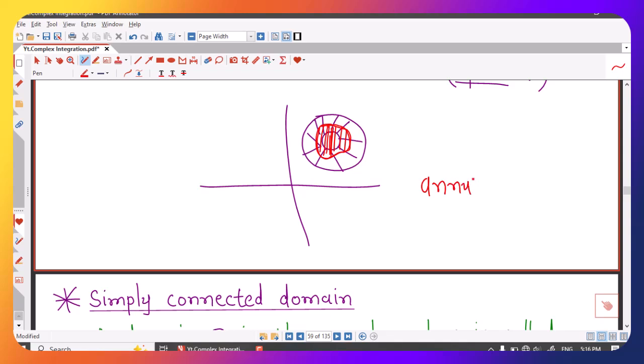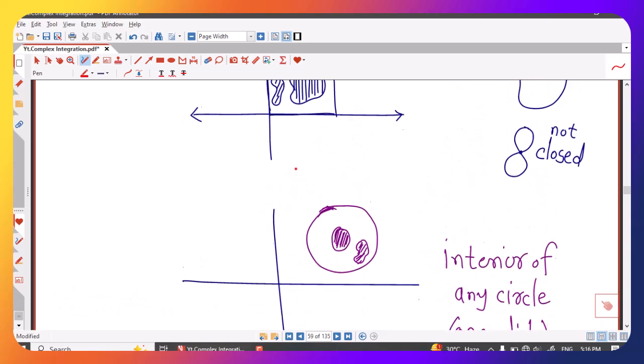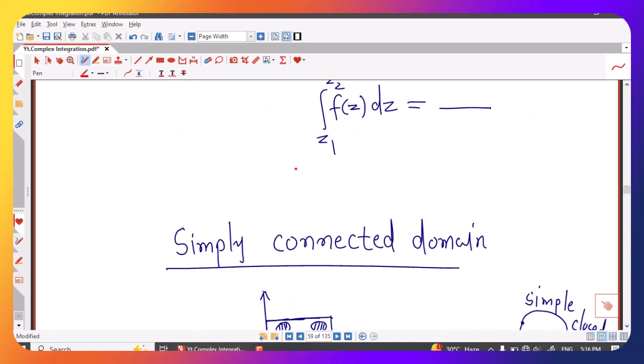So whenever we consider an annular region, that is the region between two circles, then it is not a simply connected domain, because you can see that here we have found one simple closed contour and not all the points inside this simple closed contour are points of the annular region. There are some points which are here and these points are not in this annular region. So this is not a simply connected domain. So I hope now it is clear what is the meaning of simply connected domain.